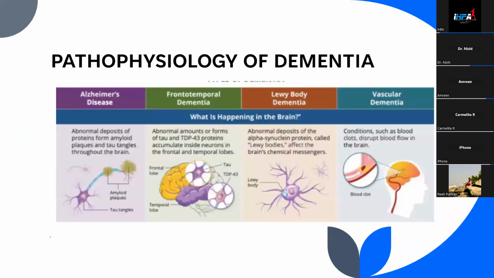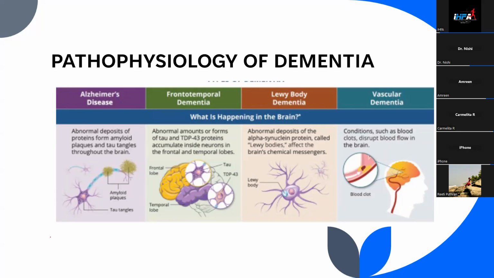Ma'am, what is the correlation between dementia and Alzheimer's disease? So dementia is an umbrella term. In dementia, there is one type which is Alzheimer's. We'll be going ahead when we learn Alzheimer's so that you can correlate it better. Okay, ma'am, thank you. No problem.